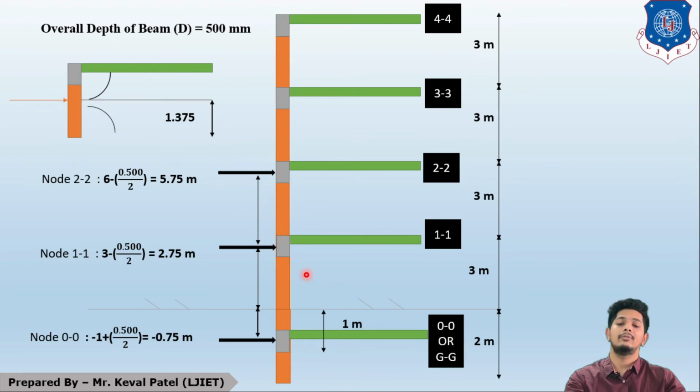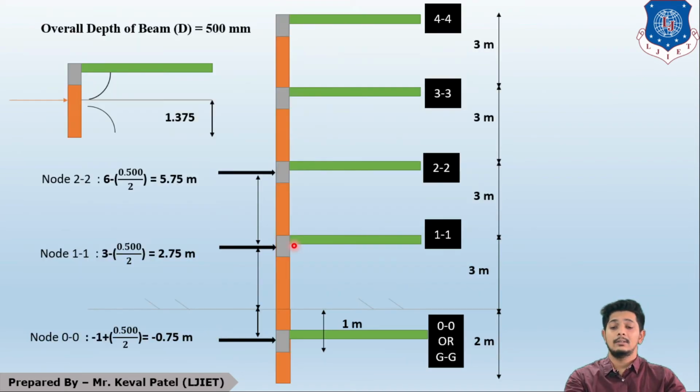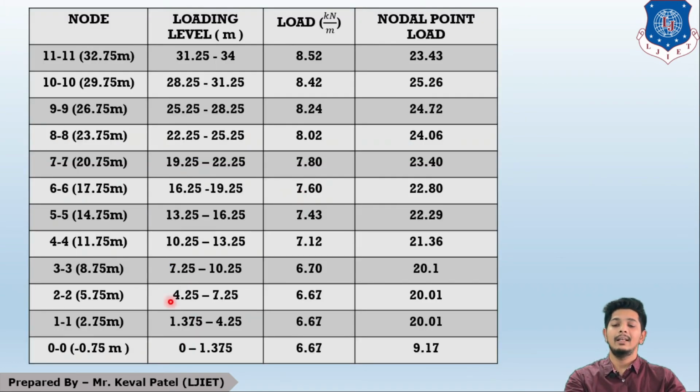Now at node 11, the distribution will be half story above that and half story below that. But where to start? We have to start at 1.375 and add half of this story and half of this story. So I will get 4.25.